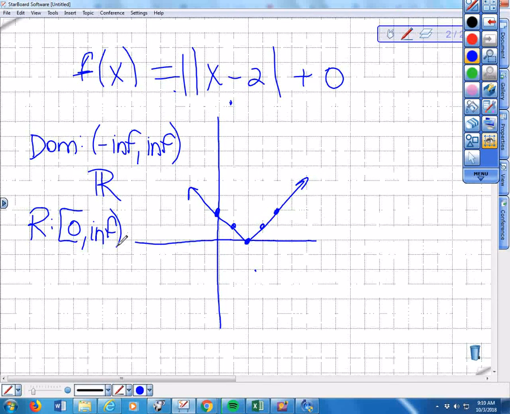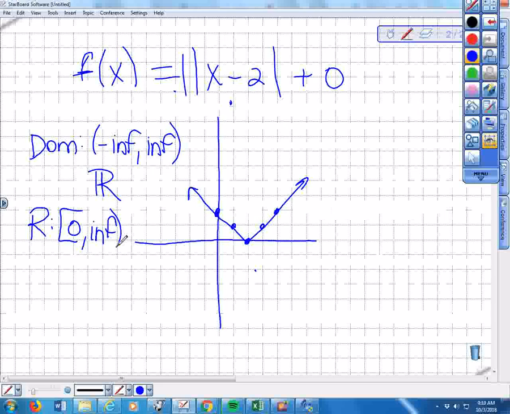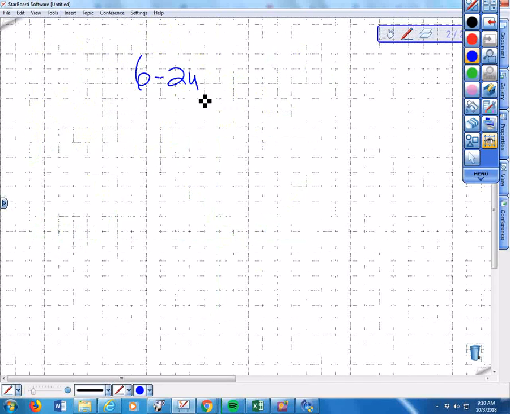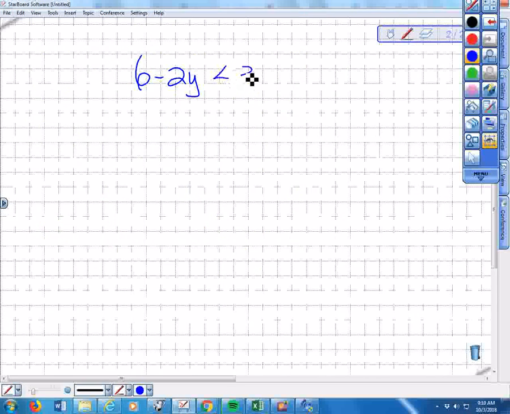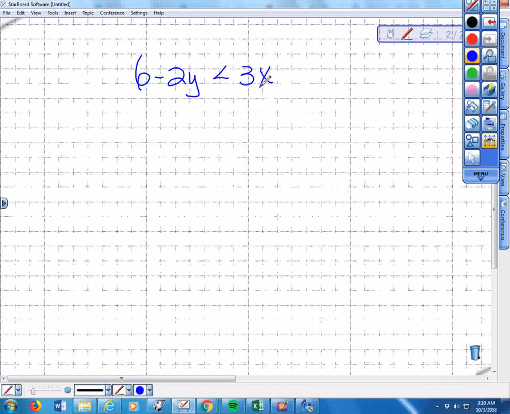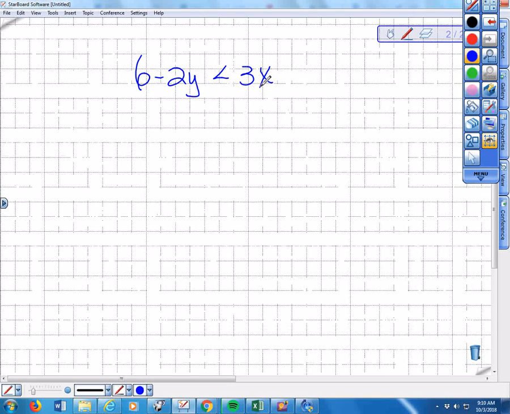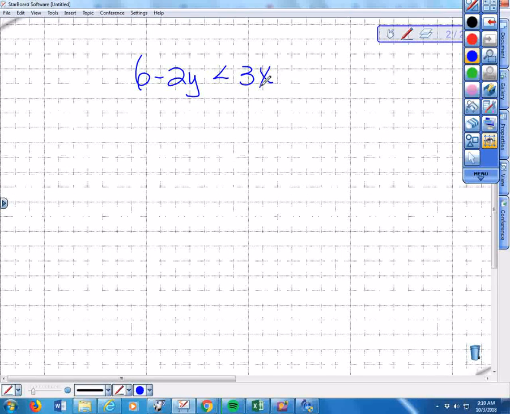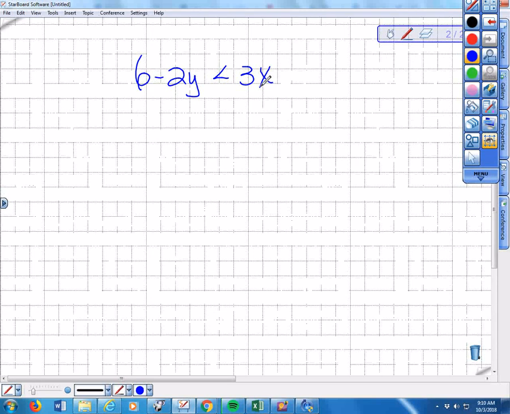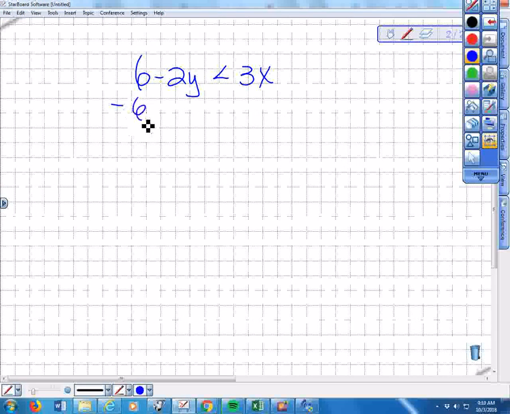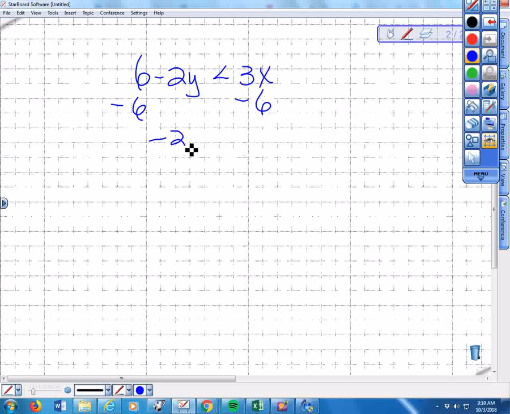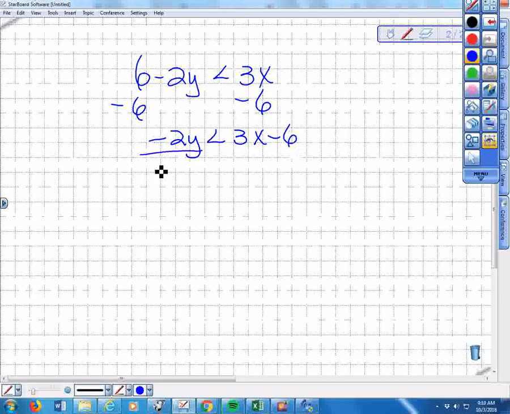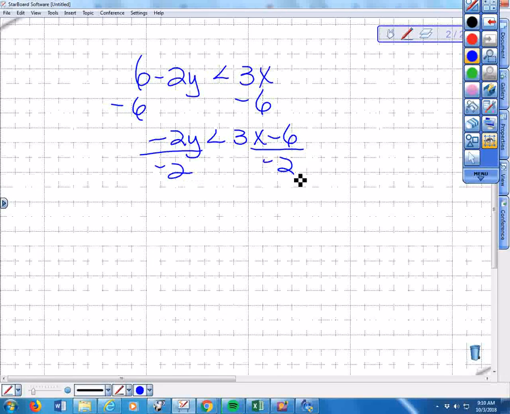Okay, next one. We're graphing inequalities. This is neither standard form nor slope-intercept form, so I need to convert it to one or the other before I can start. Let's go ahead and do slope-intercept. Subtract 6. Negative 2y is less than 3x minus 6. Divide by negative 2. And anytime I divide by a negative, I flip the sign.